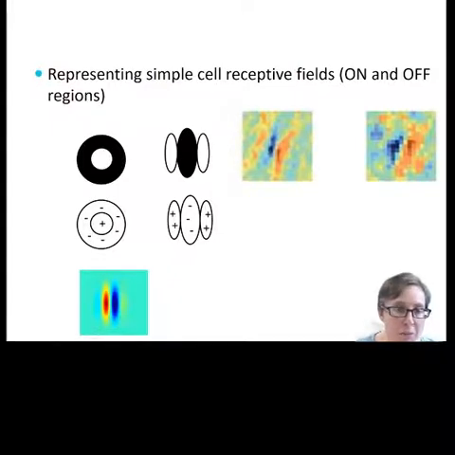idealized simple receptive fields. Over on the right we have the biological reality, which, as you can see, is a lot messier, but hopefully you can see some similarities. Like in both of these examples, you have a central elongated off region flanked by two on regions.